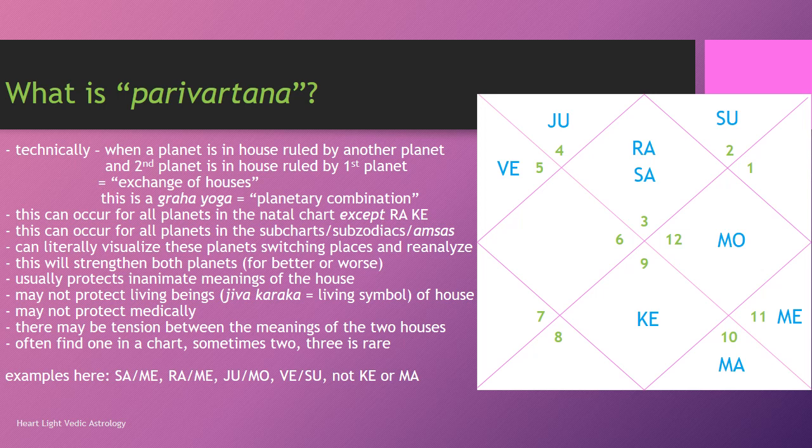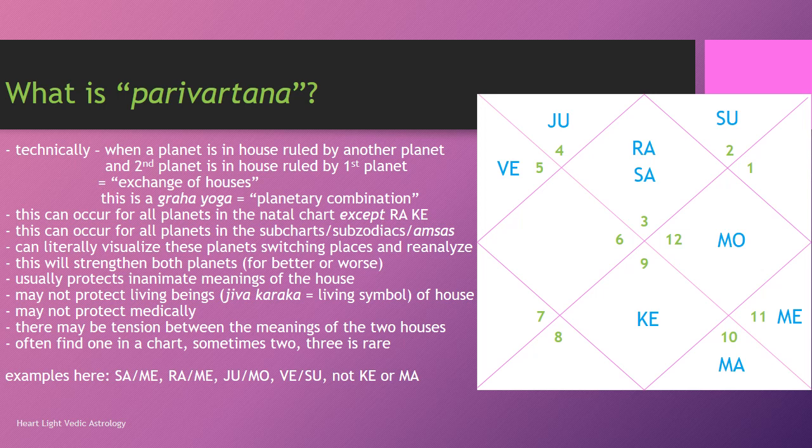But the idea here is that technically what it is when you have a planet in a house ruled by another planet, and the ruler is in a constellation ruled by the first planet. So the first planet is in a house ruled by another planet, and then the second planet is in the house ruled by the first planet. So we call this an exchange of houses.